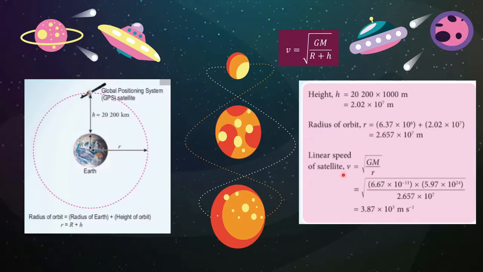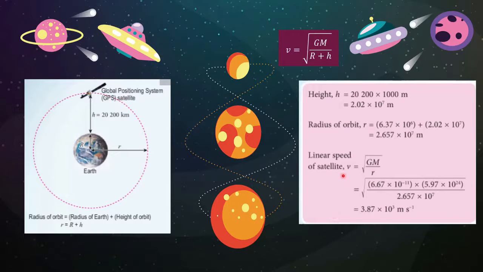The first one is v equal to the square root of GM divided by small letter r, and the other one is v equal to the square root of GM divided by capital letter R plus h. You can use either formula to calculate the linear speed of a satellite. The answer will be the same. I'm going to use this formula to calculate for this question. You can use the other formula yourself on your own.